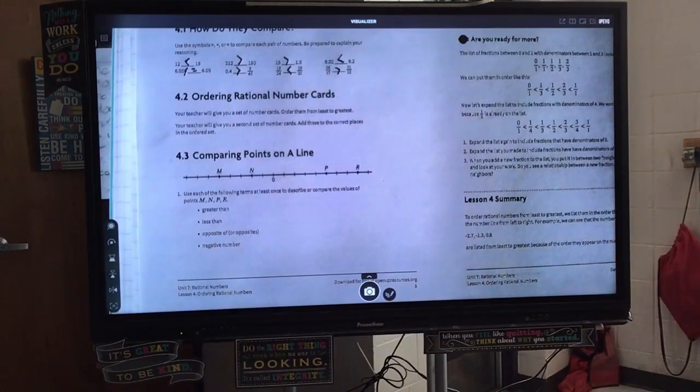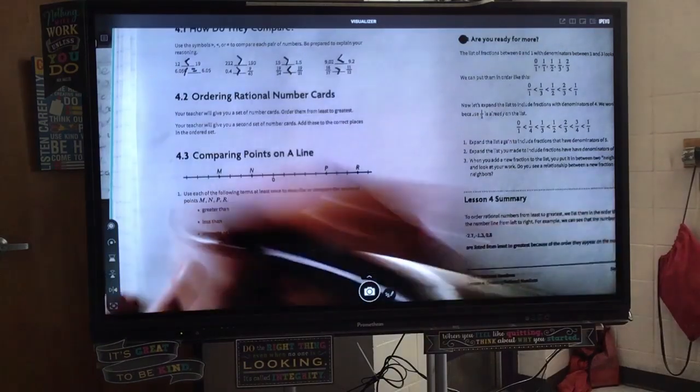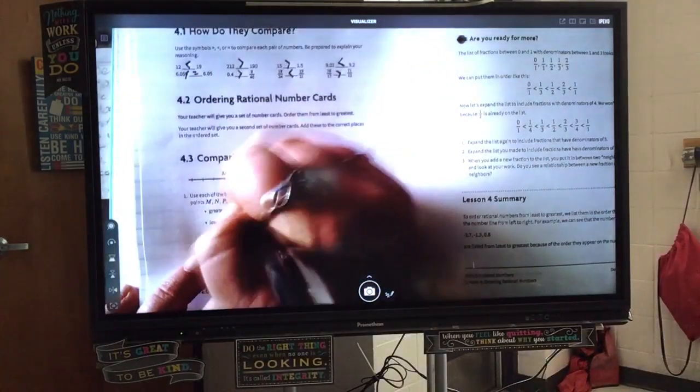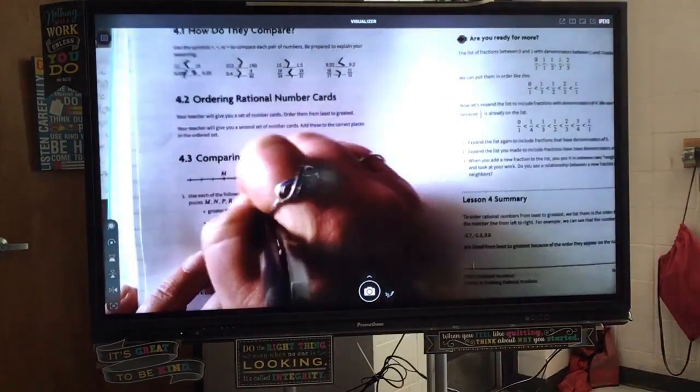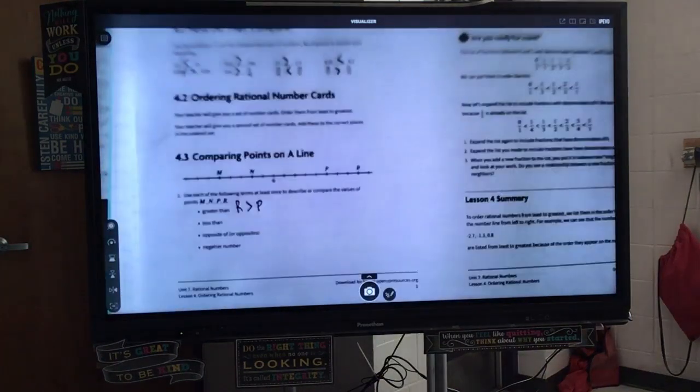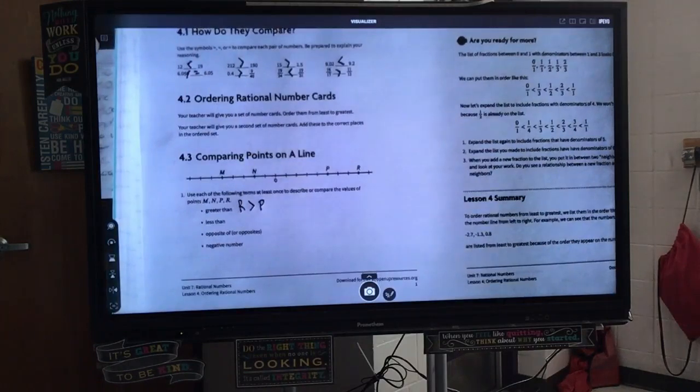The point represented by R is greater than the point represented by P. So R is greater than P. Okay? What about less than? So what phrase can we come up with for less than?